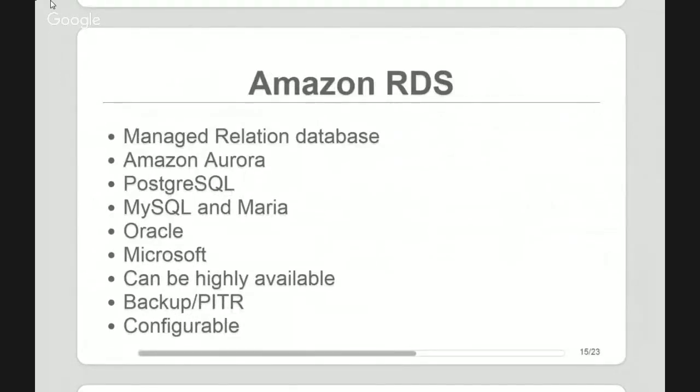Amazon RDS. It's again quite known. It's basically a managed relational database. You can choose from Postgres, MySQL, MariaDB, Oracle, or Microsoft SQL Server. And they also have Amazon Aurora, which is their own.